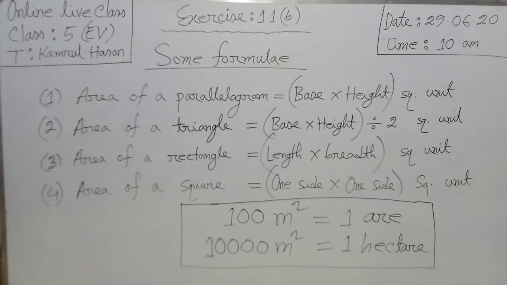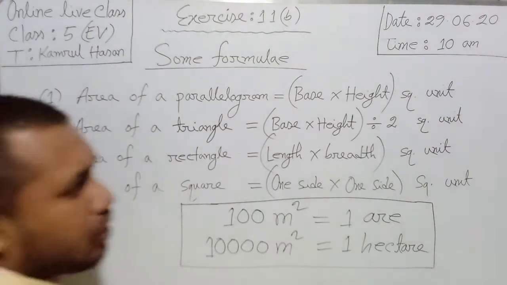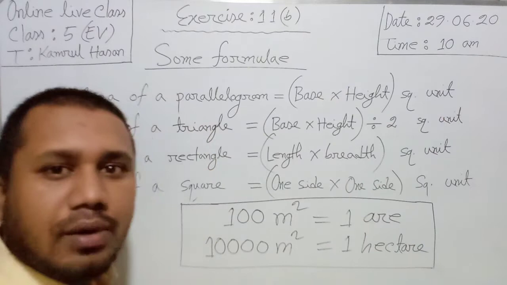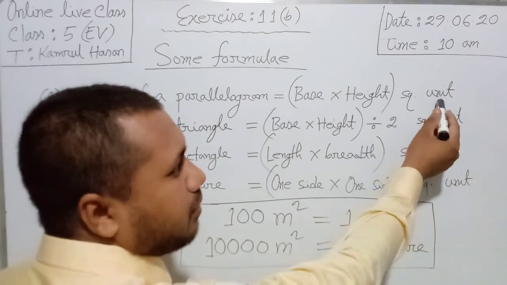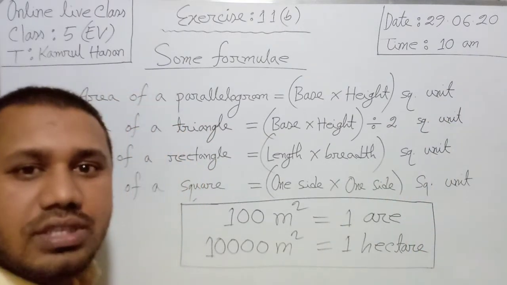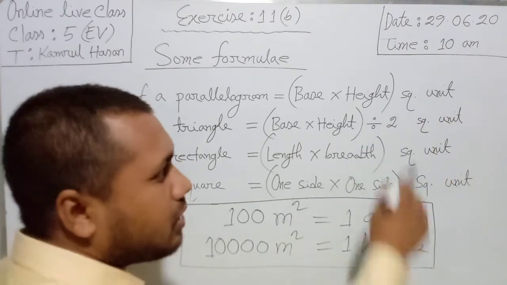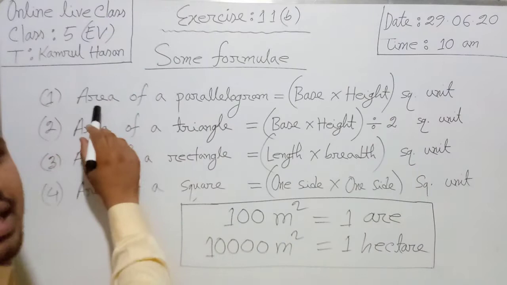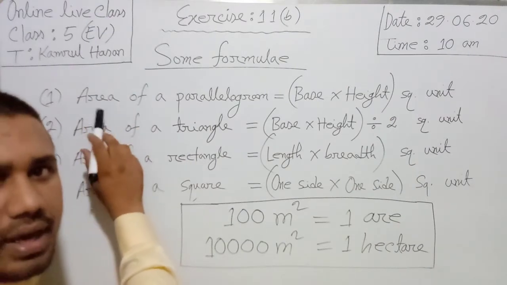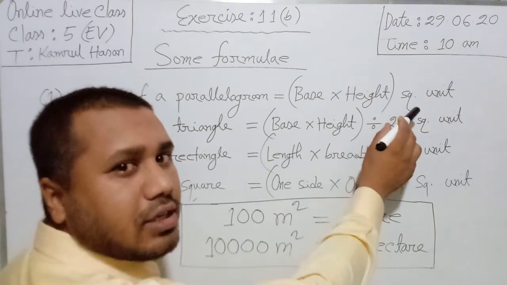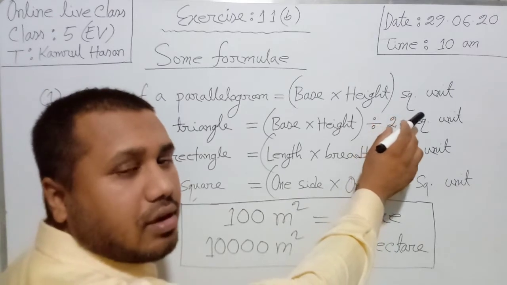Look, number 1, area of a parallelogram. What is the formula? Already you know, base into height square unit. What is the square unit? This is our unit. Why have I written unit? Because we don't know if this is centimeter, meter or kilometer, so we have to write unit. Clear? Square means it indicates the area. When it is area, you must write square. This is the short form, SQ dot.